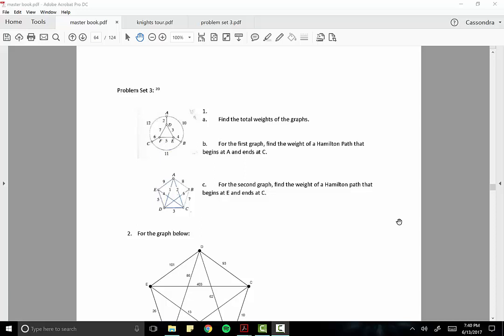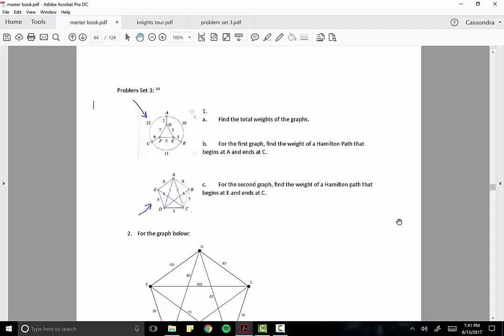Okay, so here's the review of problem set 3. So the first question is to find the total weights of the graph. So we need to add up all the numbers on this graph, and we need to add up all the numbers on this graph.